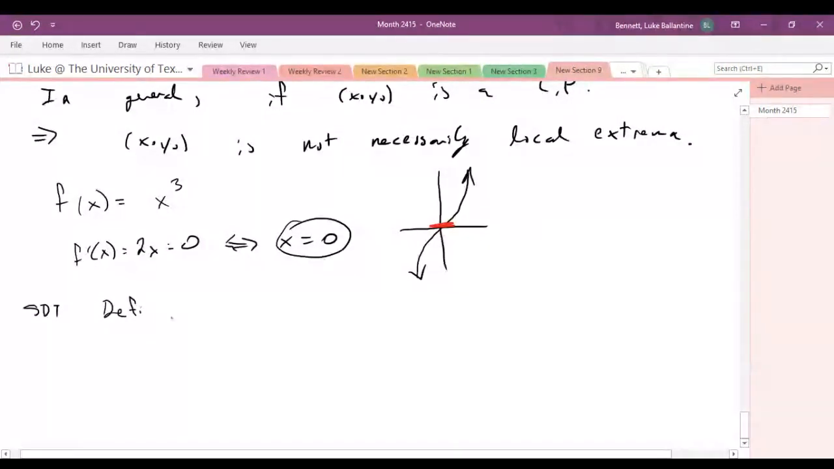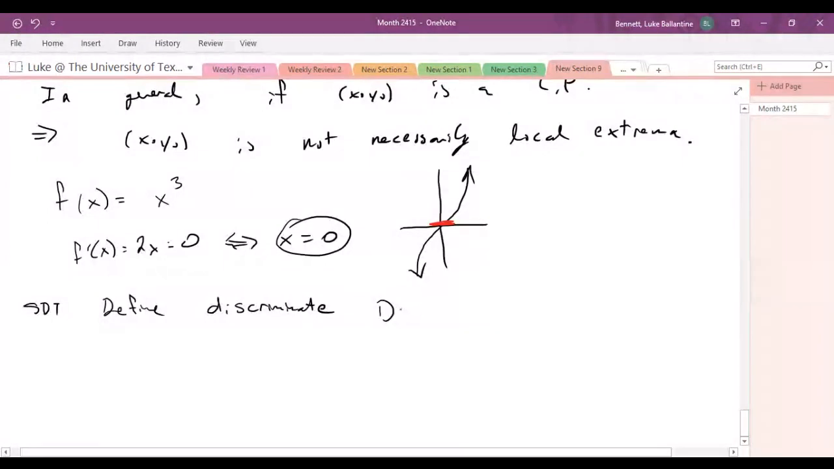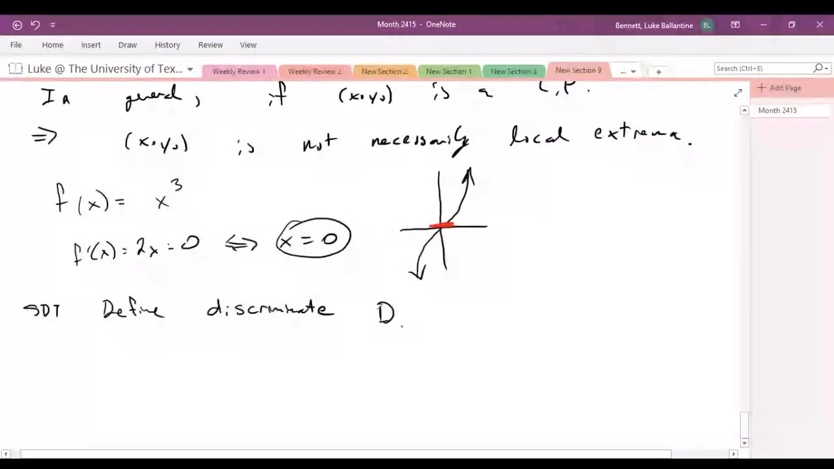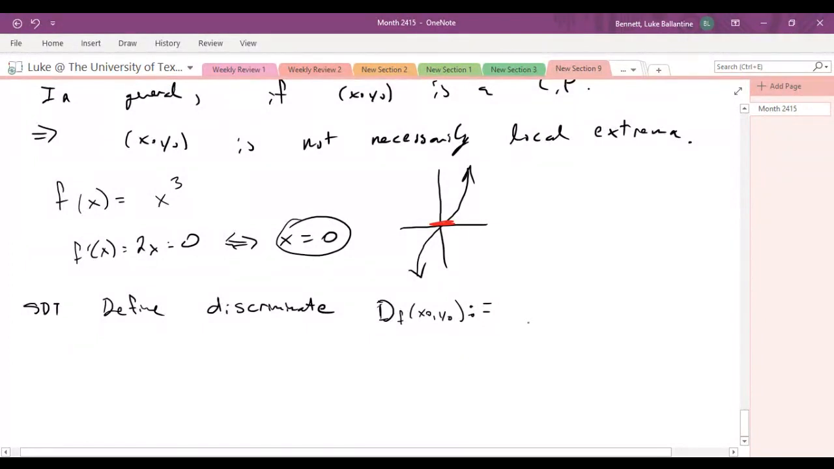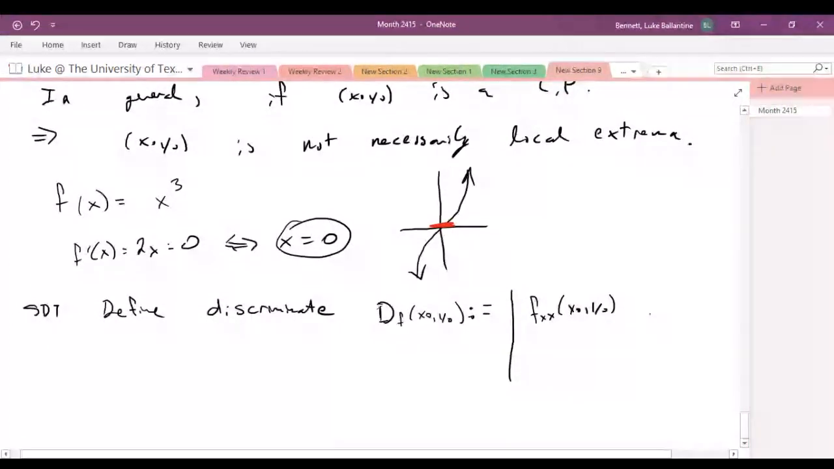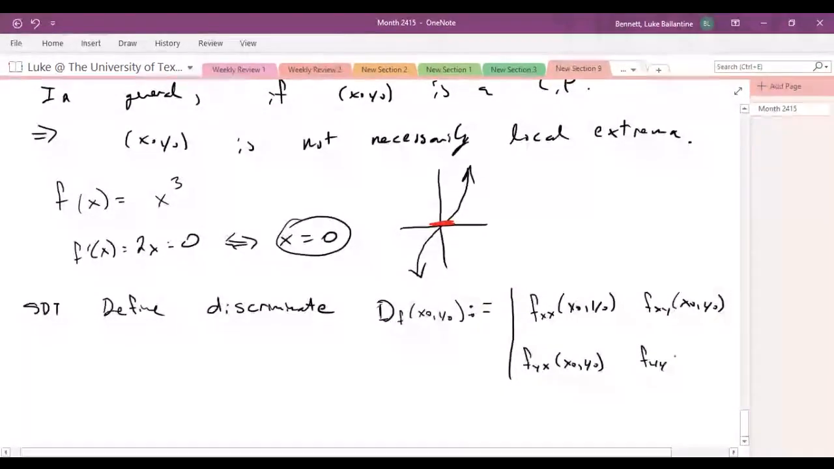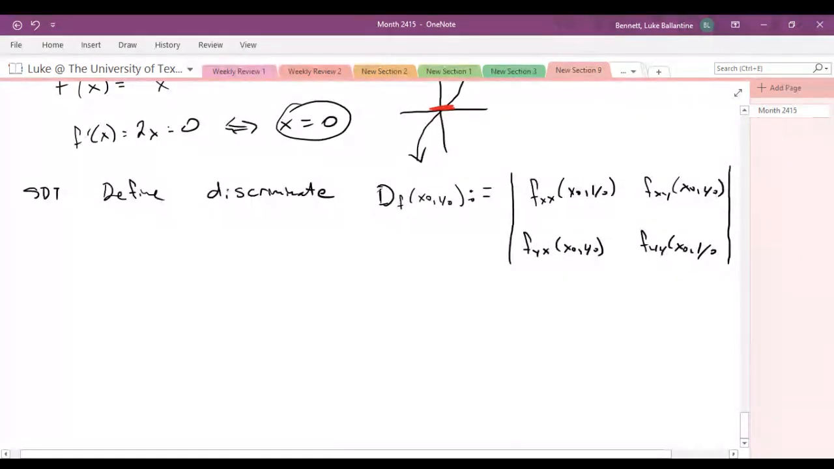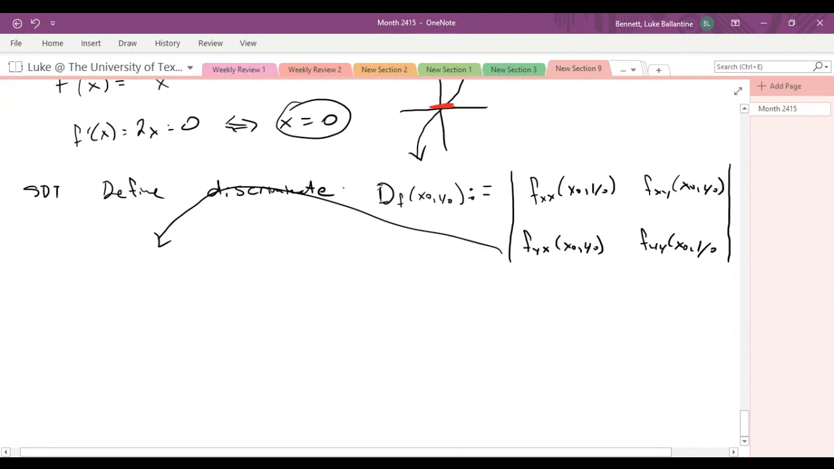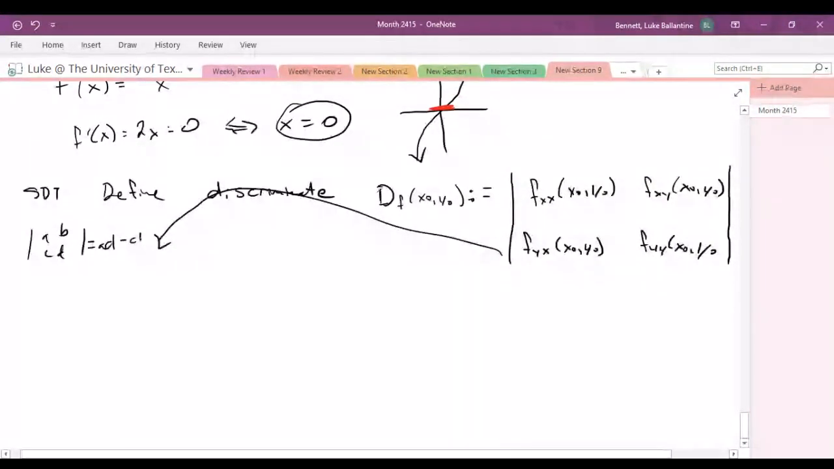Okay, so define, it's called the discriminant, I think. Discriminant D, say D sub f of x naught, y naught, or just D, doesn't matter. It's the determinant of the matrix with f sub x x at x naught, y naught, f sub x y, f sub y x, and f sub y y at x naught, y naught. When you take this determinant, either remember it like this or in the following way, how you will actually use it. The determinant of a 2 by 2 with entries a, b, c, d is equal to ad minus cb.